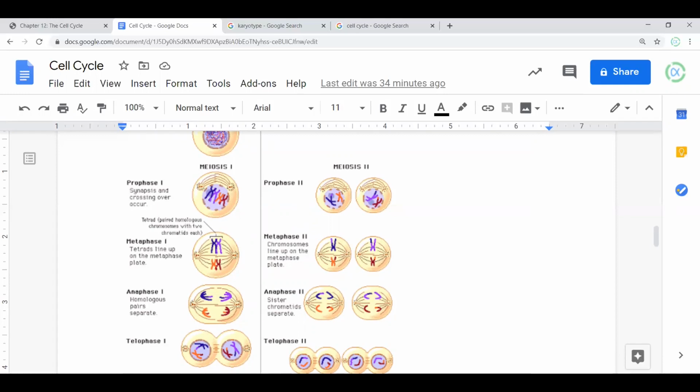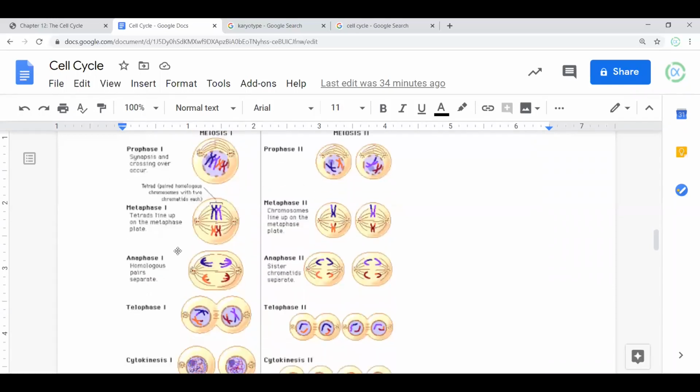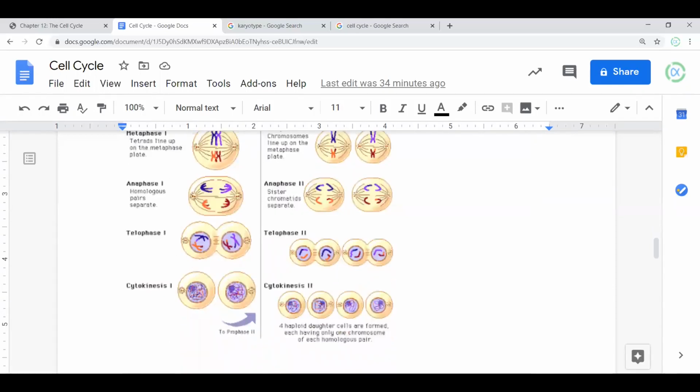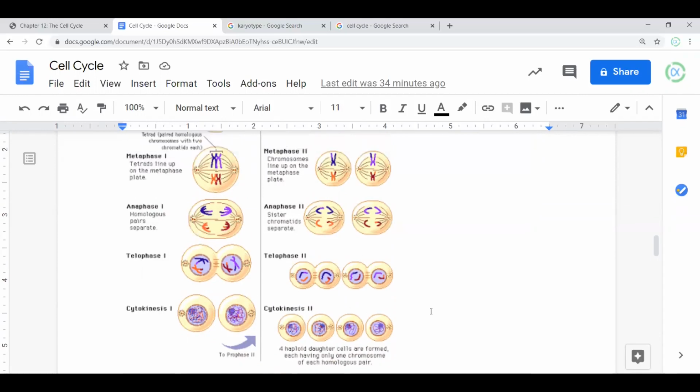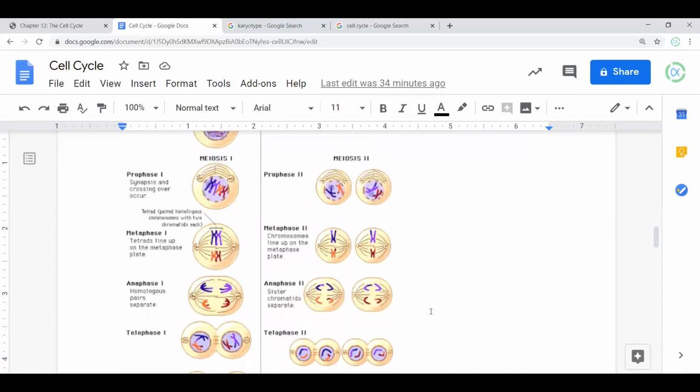So prophase has the crossing over. Metaphase is exactly the same, except we're doing it with tetrads. Anaphase is the same, telophase, cytokinesis, all that is the same. But then from cytokinesis, we go into another round of division. This is called meiosis 2.